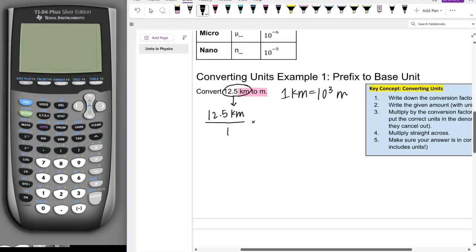Next, you multiply by your conversion factor. So your conversion factor is 1 kilometer equals 10 to the third meters, remember? You want to make sure that you set this up in the right order so that the units will cancel out. Remember, when you're multiplying fractions, it can only cancel something on the numerator with something on the denominator. So if we want those kilometers to cancel out, we have to put the 1 kilometer in the denominator. That means that the 10 to the third meters has to go in the numerator.